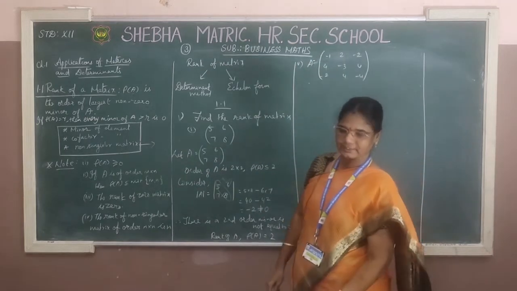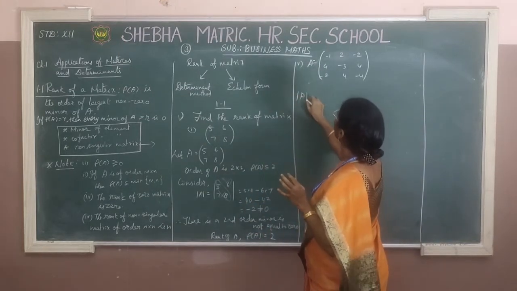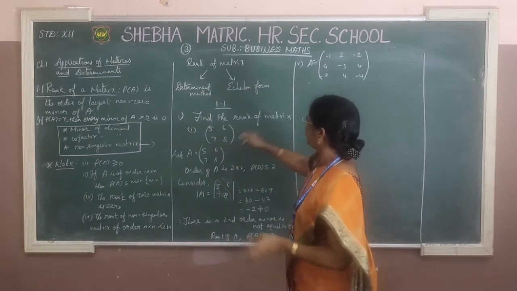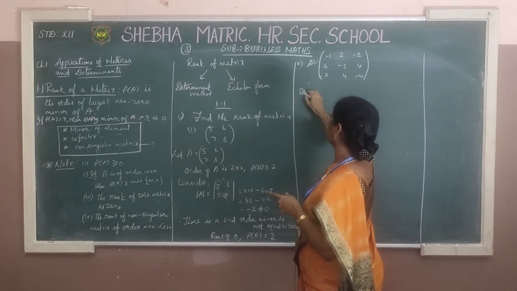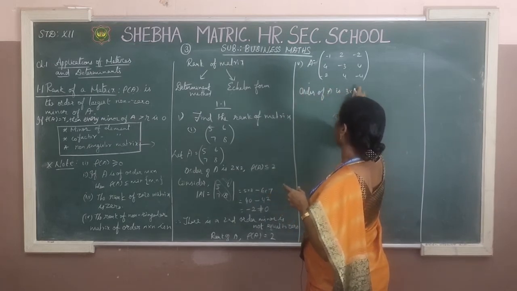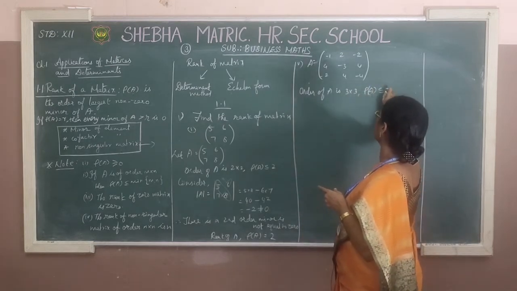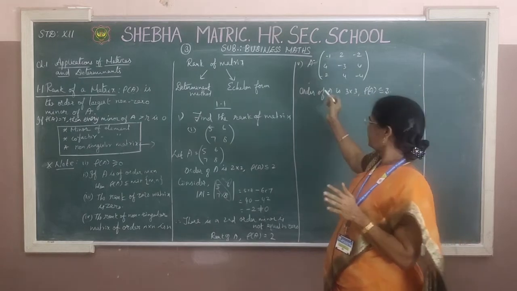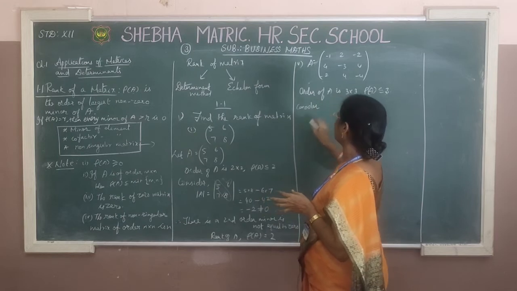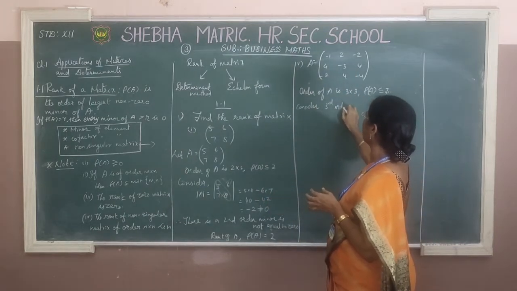Next, we consider the third order minor. Before doing this, you have to write like this. First, what is the order? Order of our A is 3 by 3, and automatically rho of A is less than or equal to 3. It may be 3 or less than 3. Next, consider the third order minor.